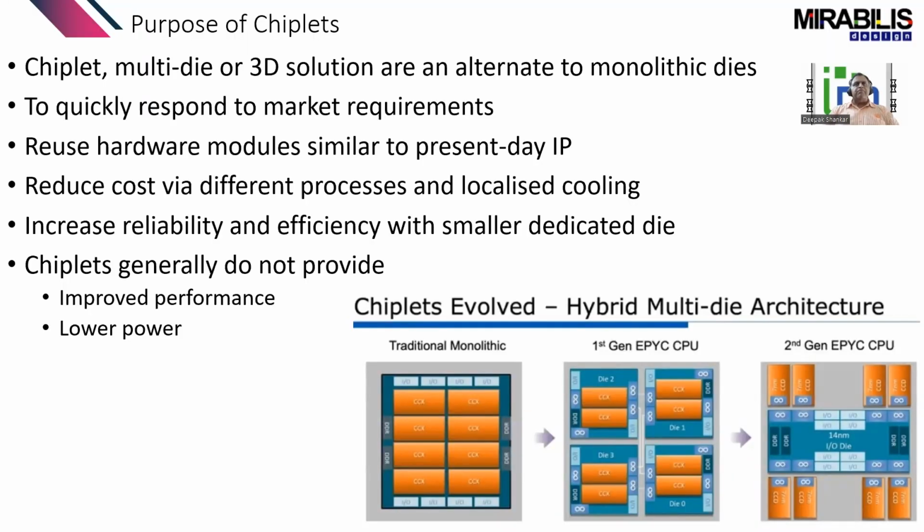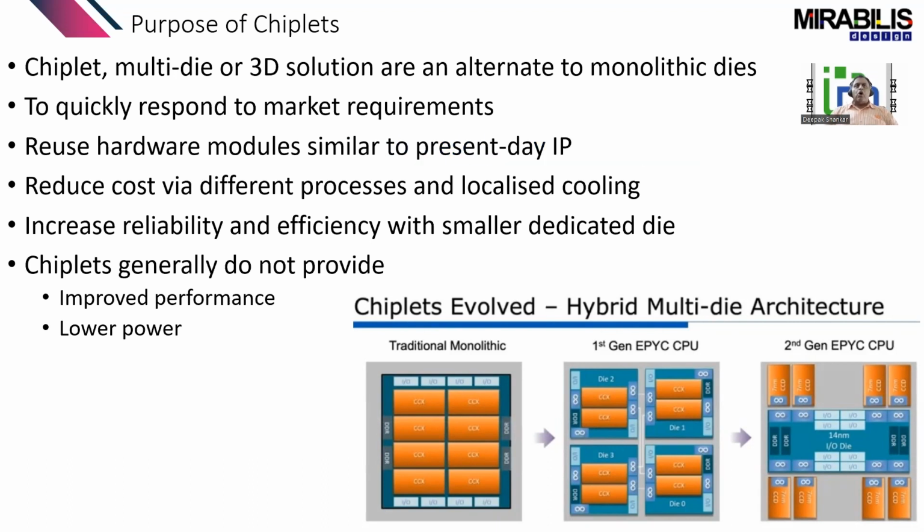When we look at chiplets, the purpose for chiplets is really as an alternate to monolithic dies. As the functionality keeps increasing, the die sizes keep increasing. But unfortunately, the market is also requiring new products at a much faster rate. So to quickly respond to market requirements, the concept of multi-die or 3D ICs has come into play. In addition, a number of IP vendors are transitioning to providing modules that can quickly be reused to create new products.